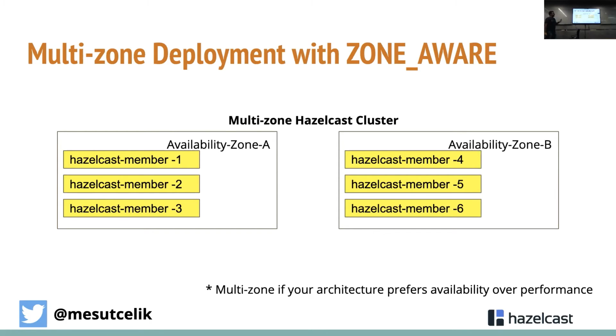But in this picture, normally one availability zone crashes or disappears, it has networking problem, etc. Then on the right side, you will lose 3 members at the same time, which will again cost you some cache loss.